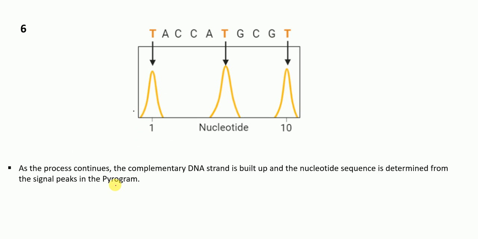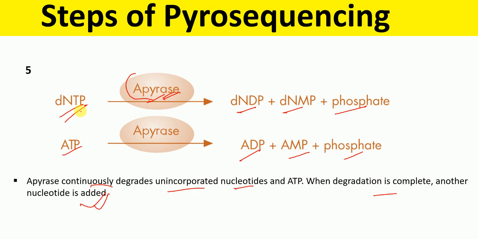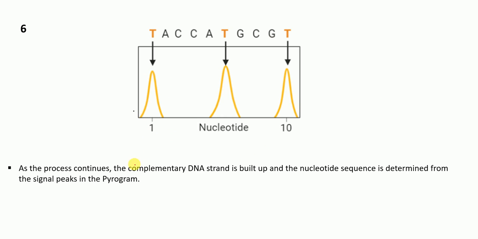And in the next step, I must mention here that the addition of the nucleotides or the dNTPs is performed sequentially. As the process continues, the complementary DNA strand is built up, and the nucleotide sequence is determined from the signal peaks in the pyrogram. So for example, here we have these signal peaks, and from these signal peaks, the nucleotide sequence can be determined.